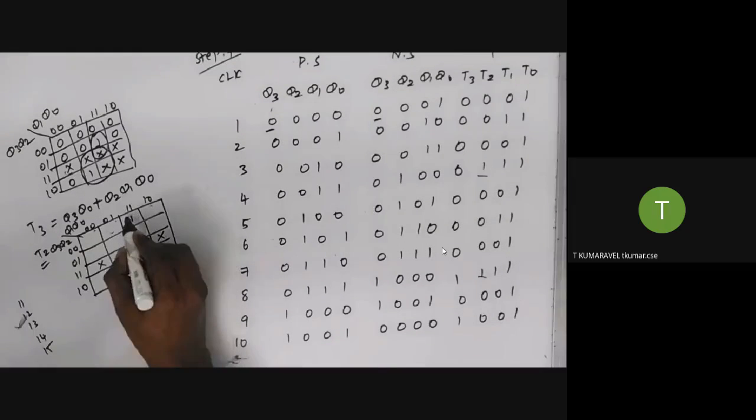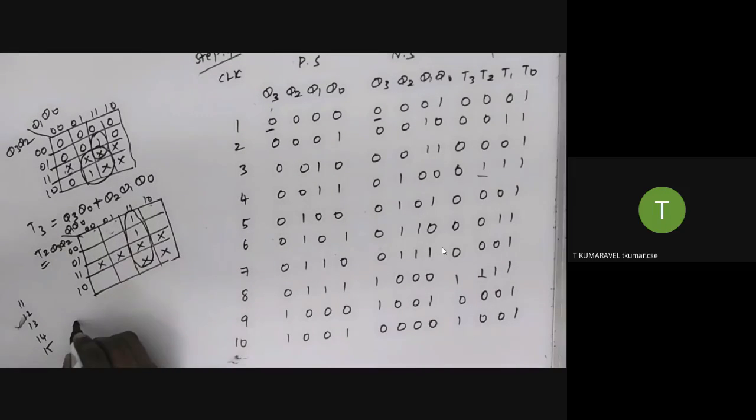Next you form a grouping. Here a quad grouping is possible. If you do that, what is the value? The value is Q1.